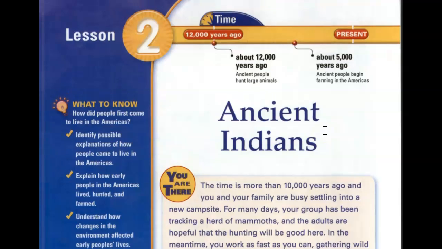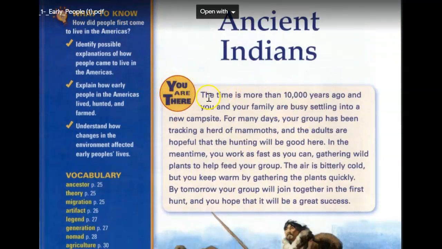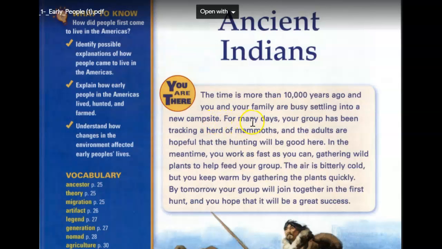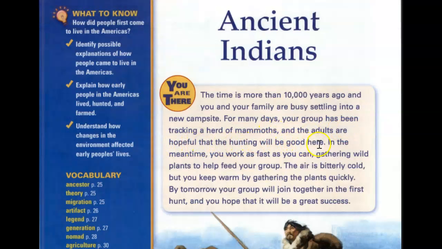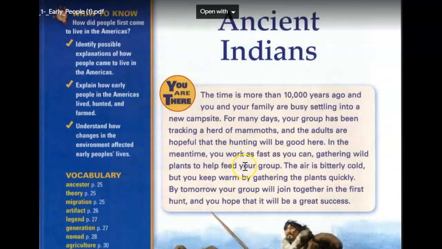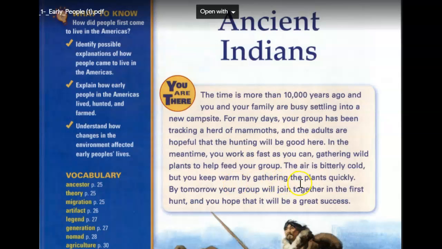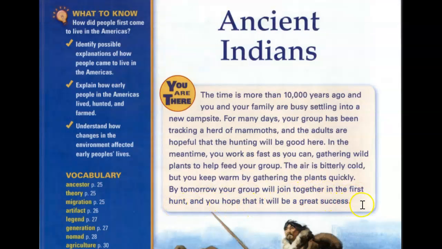Ancient Indians. You are there. The time is more than 10,000 years ago, and you and your family are busy settling into a new campsite. For many days, your group has been tracking a herd of mammoths, and the adults are hopeful that the hunting will be good here. In the meantime, you work as fast as you can, gathering wild plants to help feed your group. The air is bitterly cold, but you keep warm by gathering the plants quickly. By tomorrow, your group will join together in the first hunt, and you hope that it will be a great success.